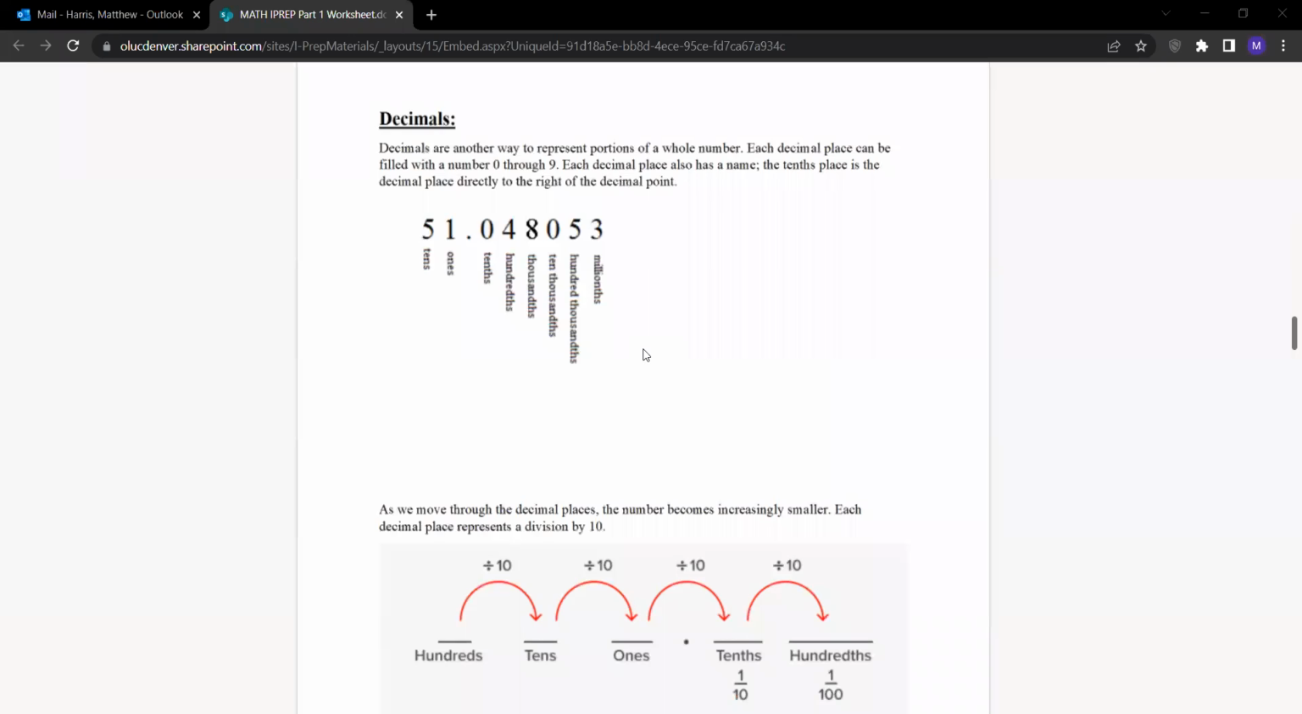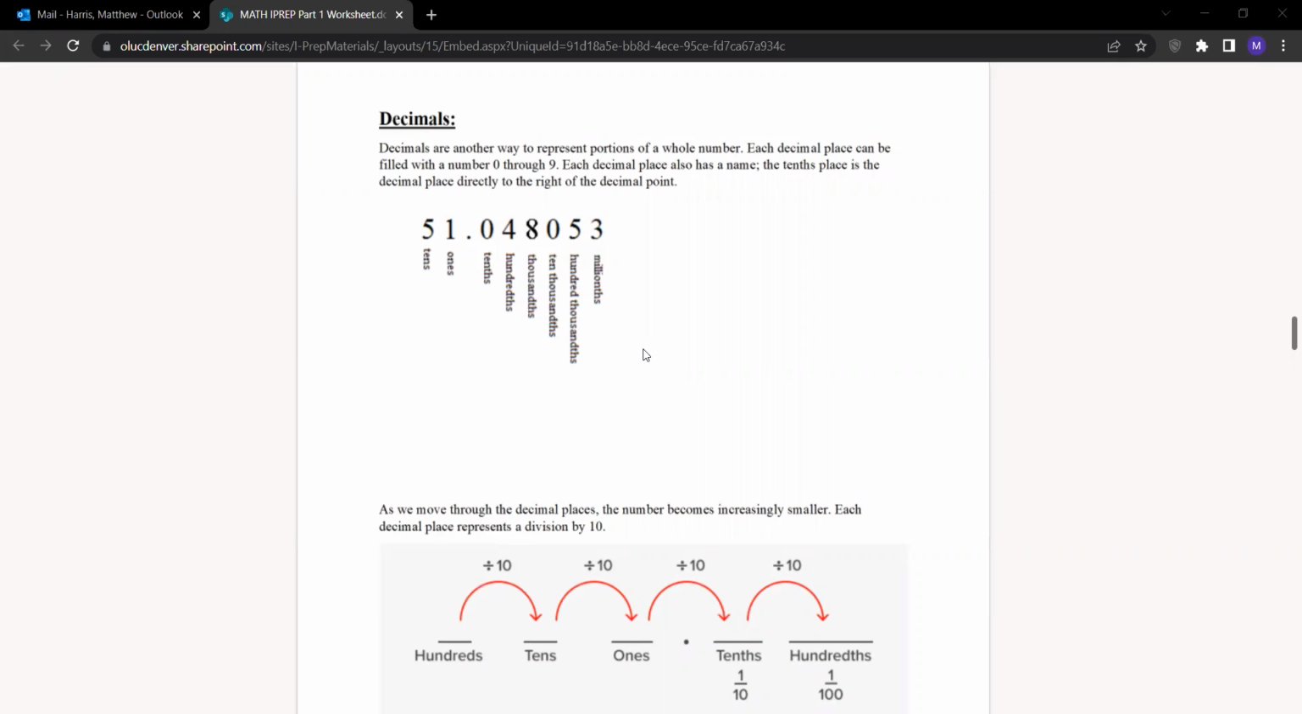So now let's talk about decimals. So that was fractions. Now let's talk about decimals. Decimals are another way to represent portions of a whole number. Each decimal place can be filled with a number 0 through 9. Each decimal place also has a name. The 10th place is the decimal place directly to the right of the decimal point. So below you can see, to the left it goes ones and then tens, and then past that it goes hundreds, thousands, and so on.